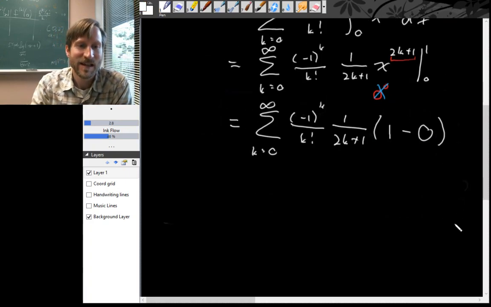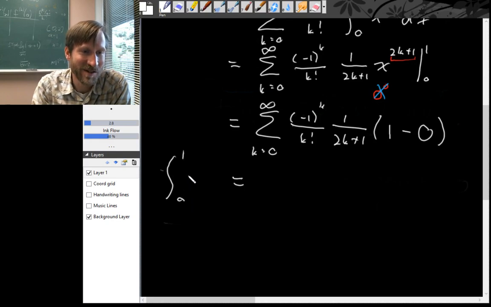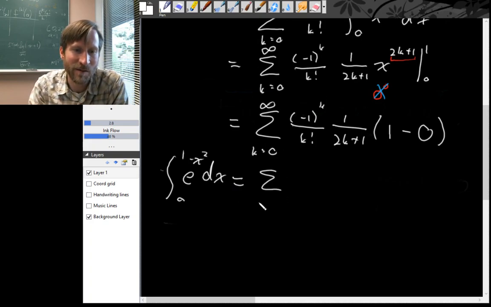Okay, so the final result for that integral, remember this is all the integral from 0 to 1 of e to the minus x squared dx, is the sum from k equals 0 to infinity of minus 1 to the k over k factorial times 1 over 2k plus 1.